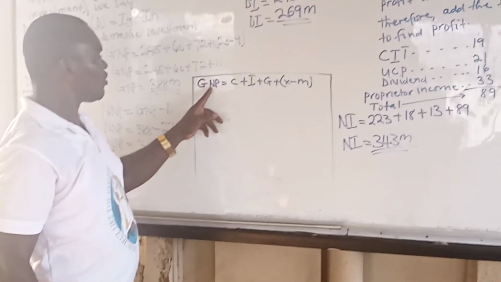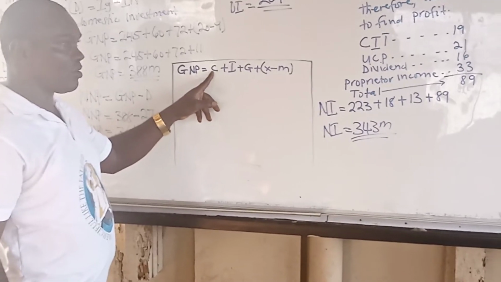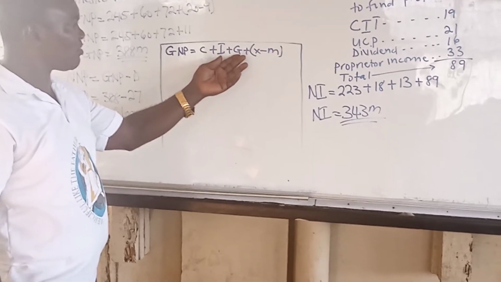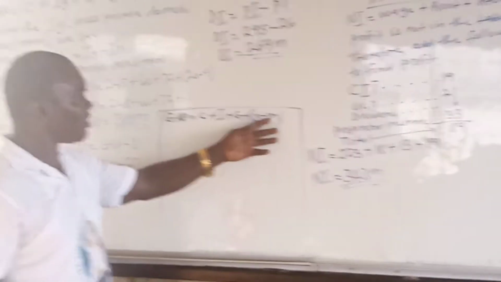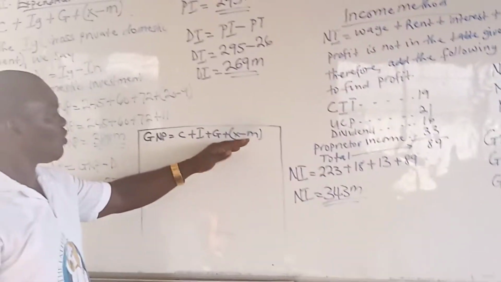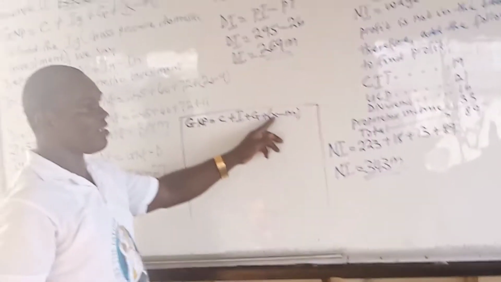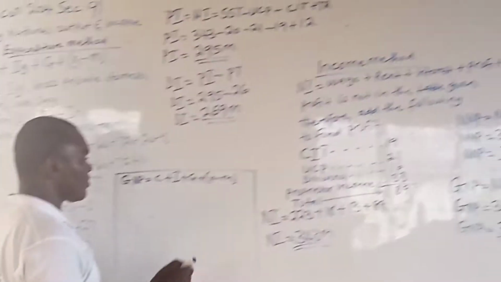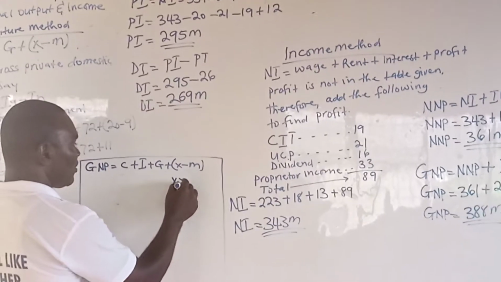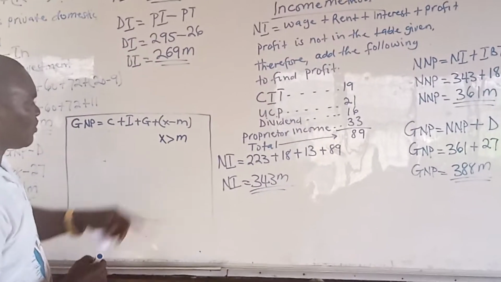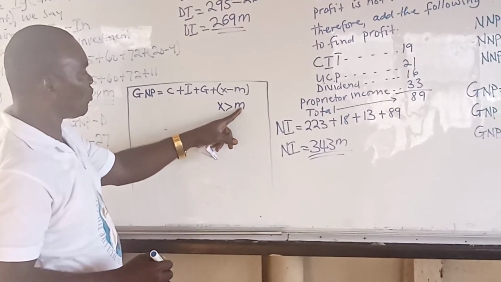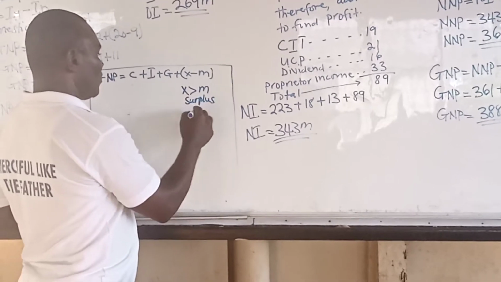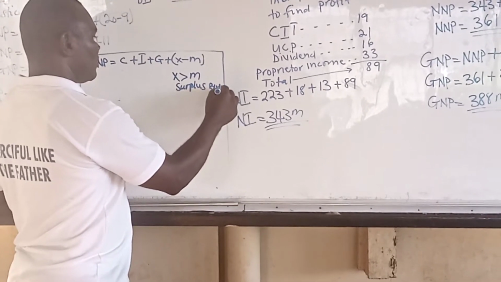This is the open economy. Gross national product should be equal to consumption C, plus investment I, plus G, government spending or government purchases, plus (X minus M). When you open the parenthesis, X stands for export and M stands for import. When export is greater than import, we consider it a surplus budget.